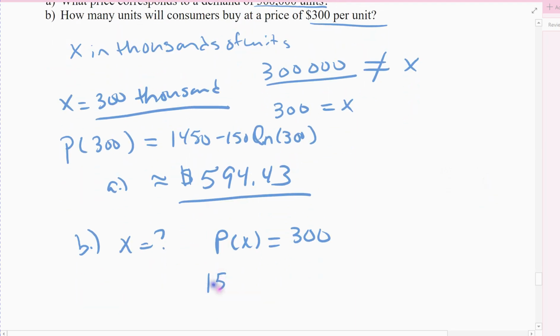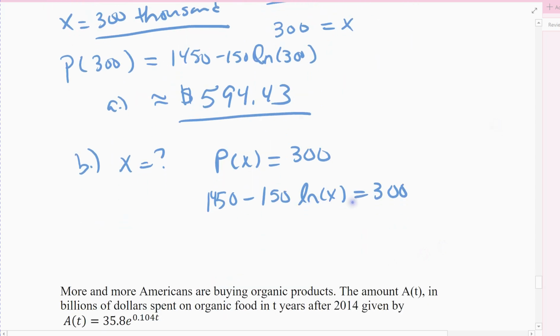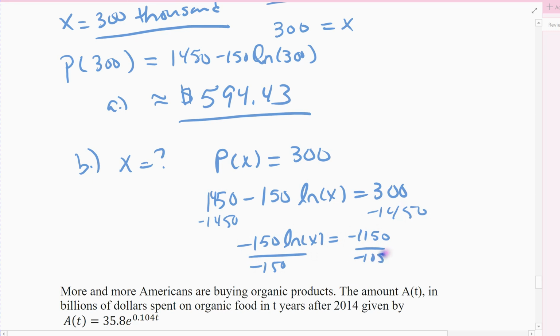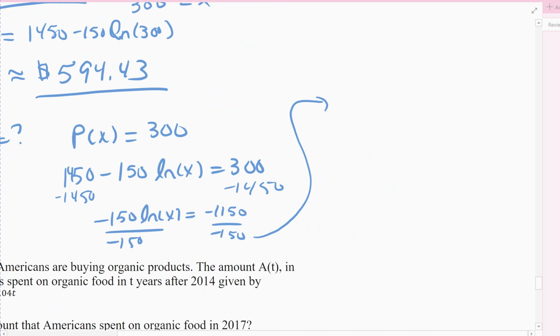And so our function is, which is why we practice how to solve these, right? First thing, isolate the natural log. So subtract that 1,450. I keep trying to miss the 4. And so I get negative 150 natural log of X equals negative 1,150, divided by my negative 150. So I've got the natural log on one side, right? Once I have divided out that negative 150, all I'm left with is the natural log over here.